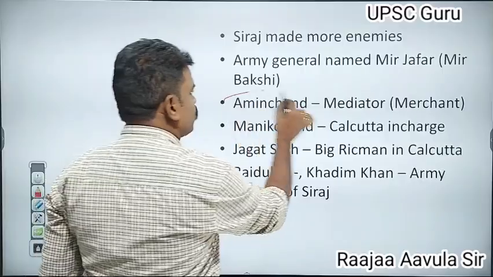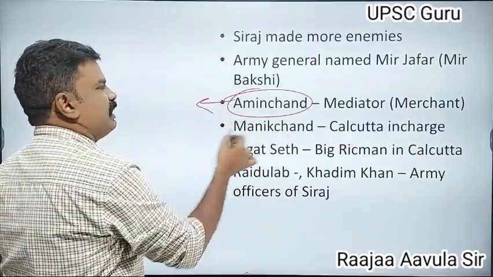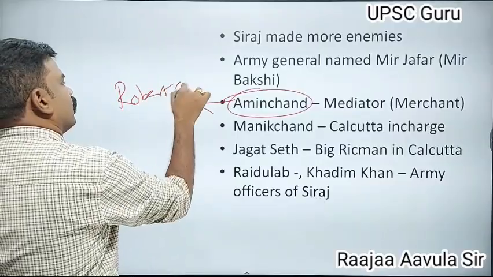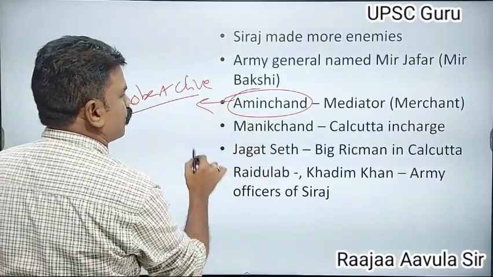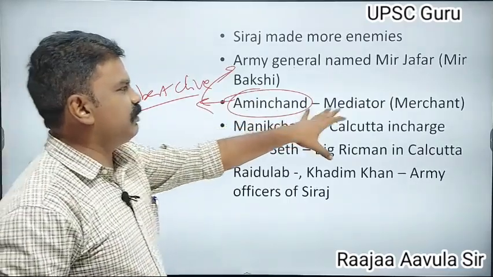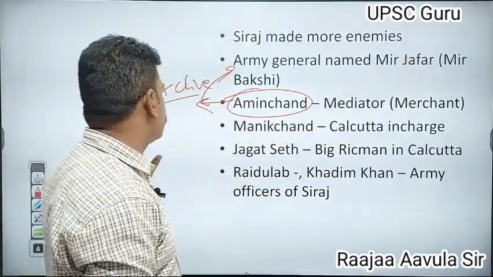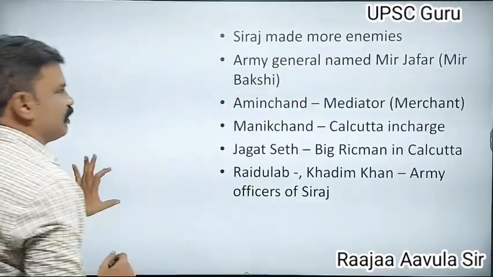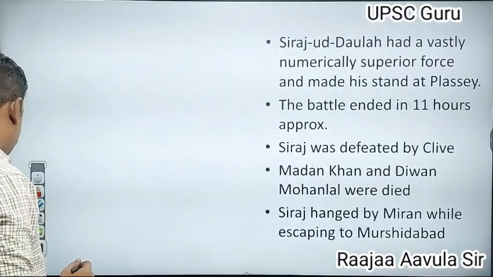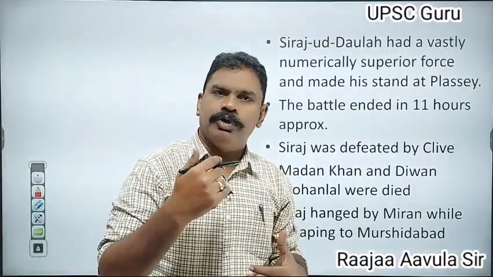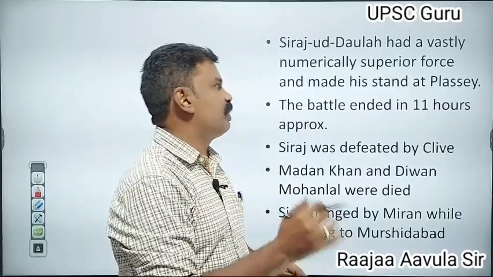Omni Chand is called a mediator because he took Robert Clive to speak with Mir Jafar. So Omni Chand became the mediator between Mir Jafar and Robert Clive. A treaty occurred between Mir Jafar and Robert Clive. According to this treaty, Mir Jafar would become Bengal Nawab and would give a huge amount to the British as war indemnity.